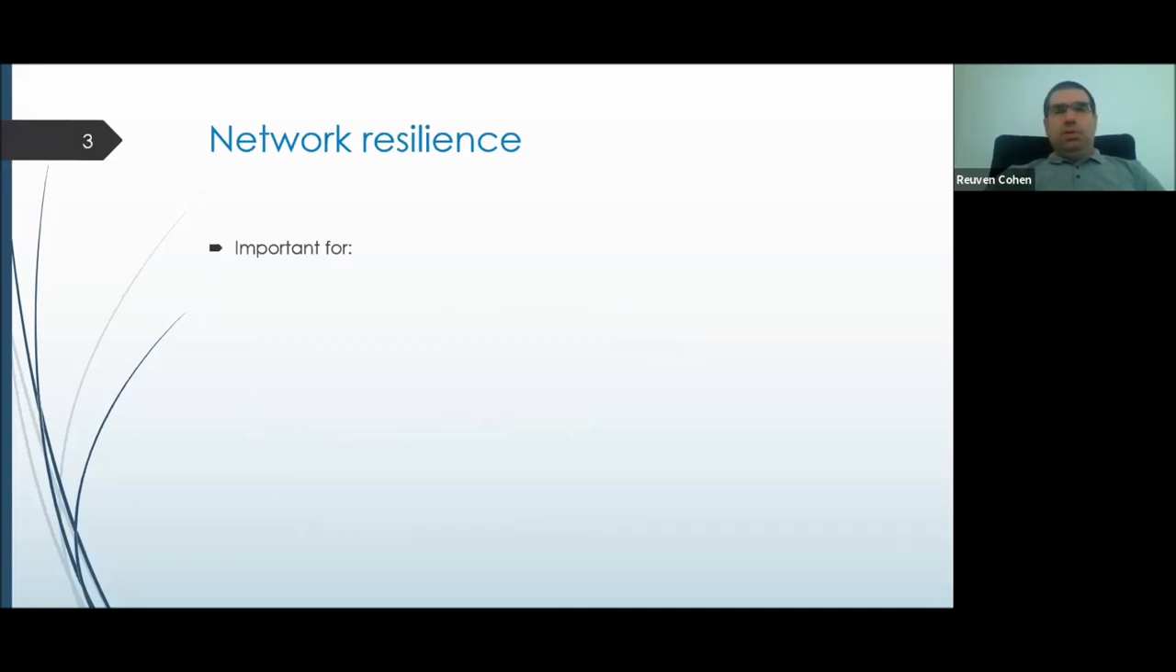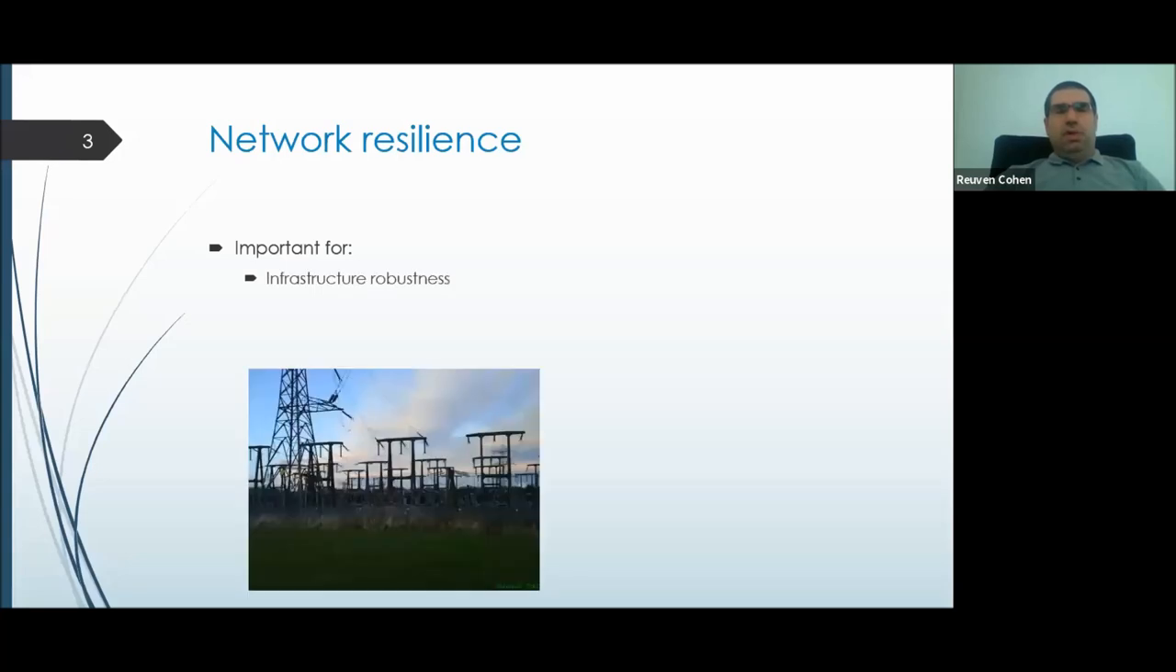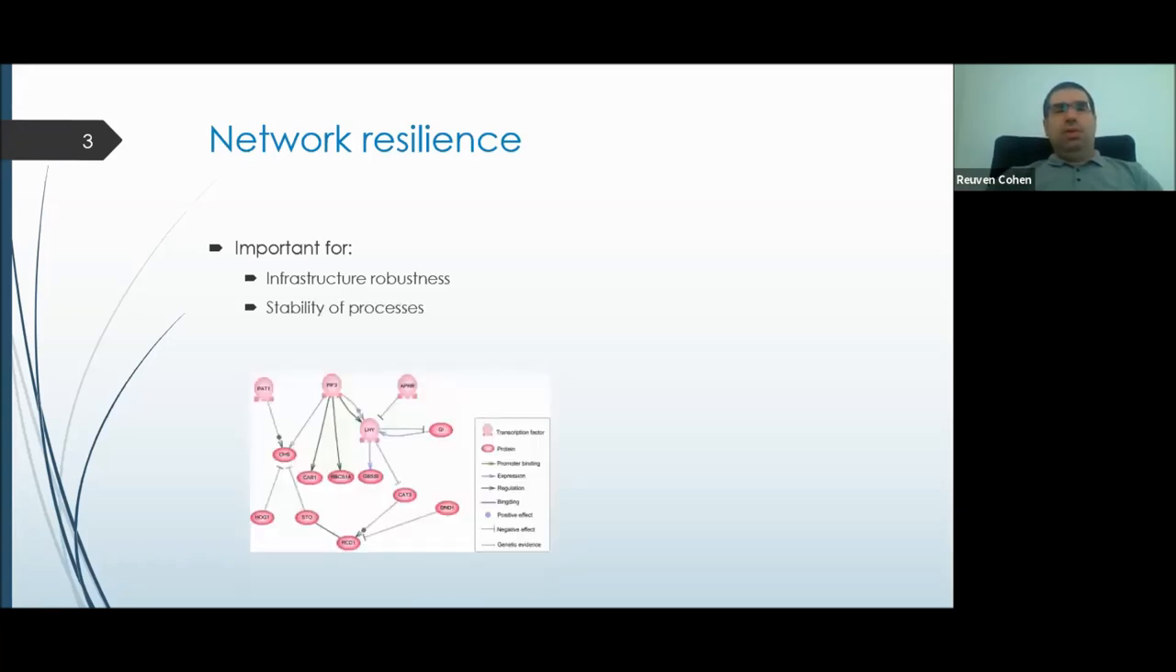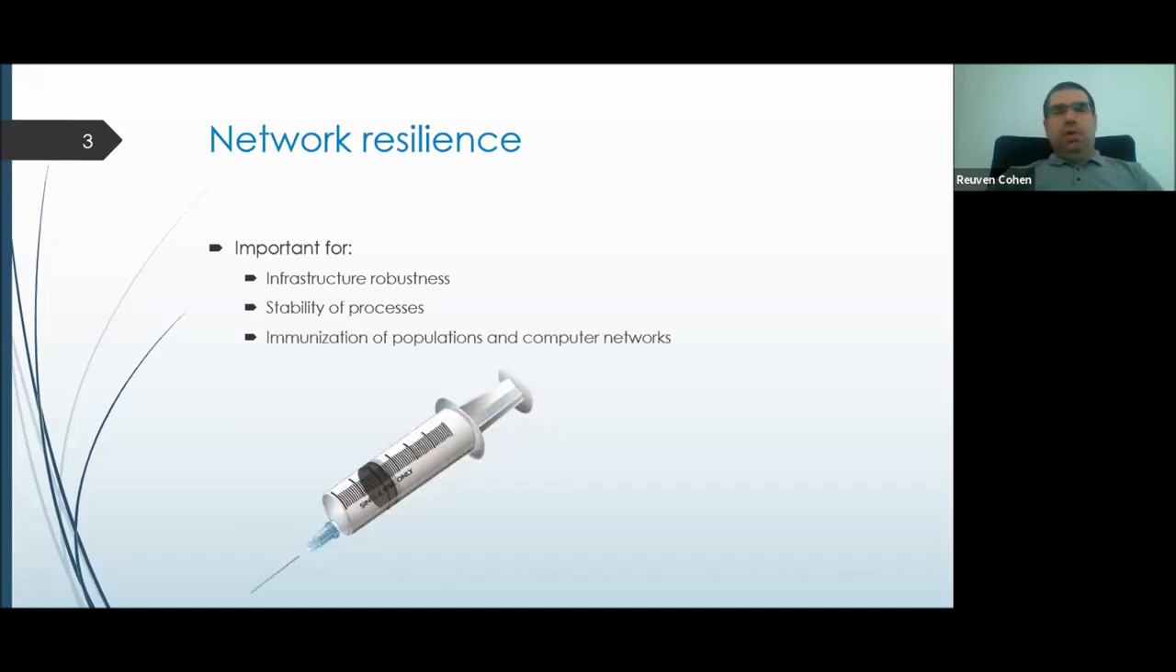What is it good for? So this is important, for instance, for the robustness of infrastructure. We want to know how robust our infrastructure networks are. It is important for understanding the stability of various processes. And it is important for immunization of human populations and computer networks, on which I will expand a little during the talk.